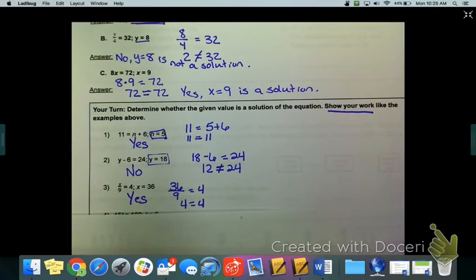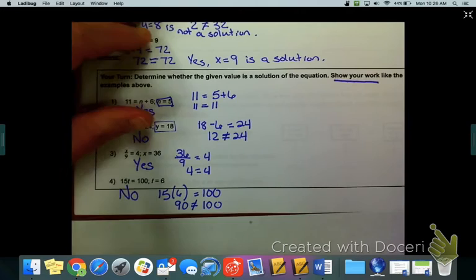Number 3. X divided by 9 equals 4. If I substitute 36 in for x, I rewrite it. 36 divided by 9 is 4. So yes, x as 36 is a solution for the equation.